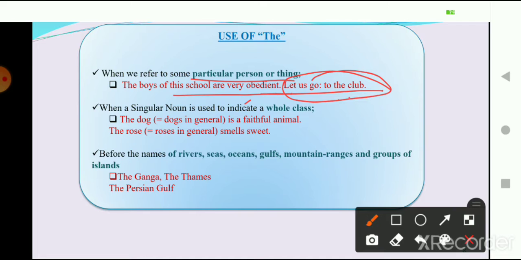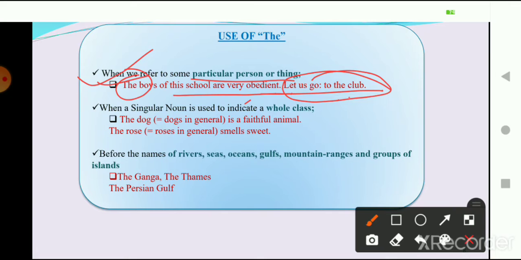So we know that this is definite, that the common noun we are referring to is of this school, right? A particular school. So, the boys of the school are... we have used the article before the common noun boys. Okay, similarly, let us go to the club. We know which definite club they are talking about, so they have used the article the before the word club.